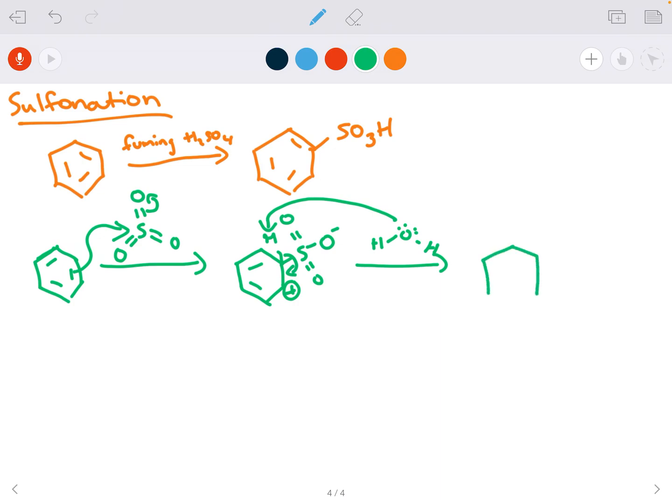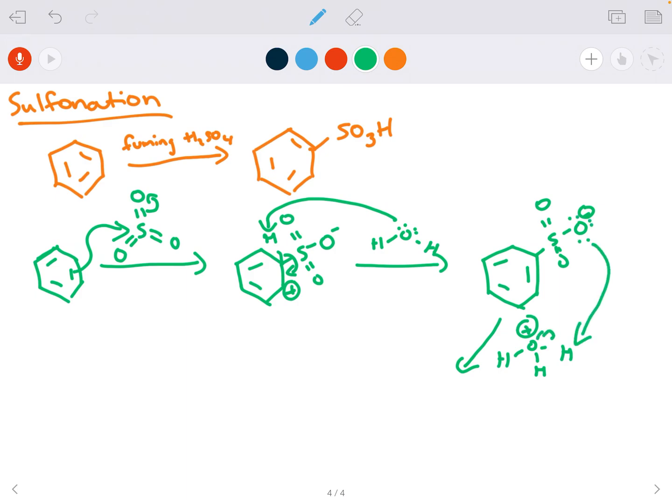And again, it's water doing this in this case, acting as the base, because I'm in strongly acidic conditions. So I can't have hydroxide in solution. So water is going to be what's acting as the base. Minus, then last step, I now need to protonate that O minus, so I have H3O plus in solution. So I'll protonate and get my final product of the sulfonation.